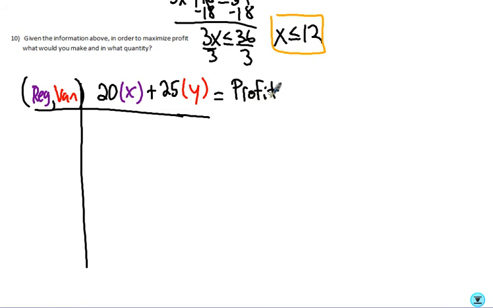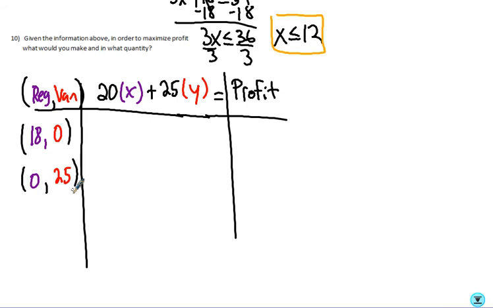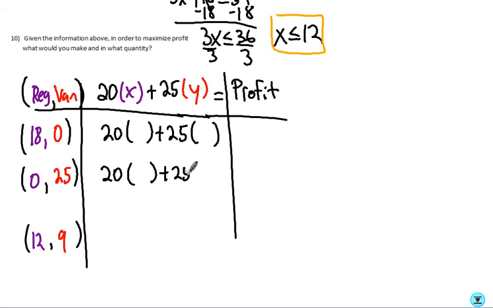And then what we want to see is which one is going to give us the most amount of profit. Well, remember our three possibilities. We said that maybe we do 18 regular and then 0 vanilla. We also said maybe we do 0 regular and 25 vanilla. Or there was our combination, where we said maybe we do a little bit of both. Maybe we do 12 regular and 9 vanilla. And what I'm looking for is which one's going to make me the most money. So all we're going to do is plug in these numbers to see which one would be the most profitable. So just filling this out, $20 for regular, 25 for vanilla, and then let's see what gives us the most money.